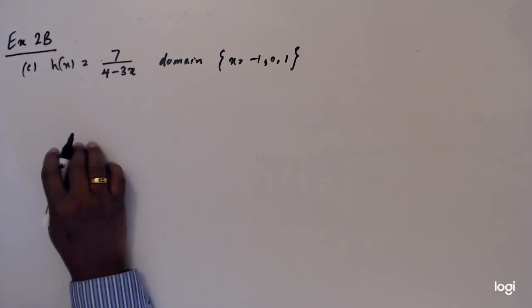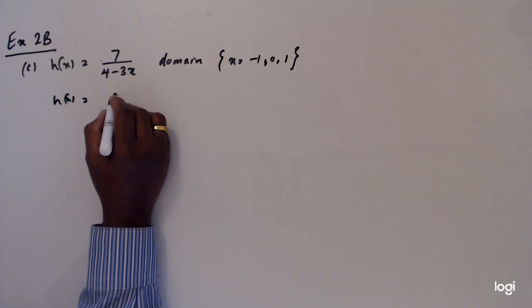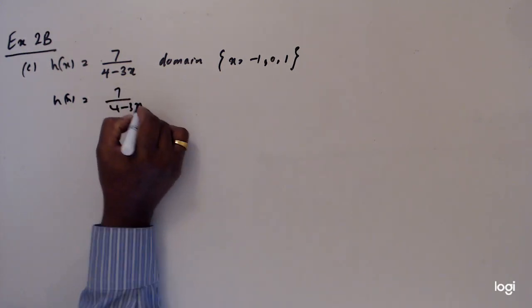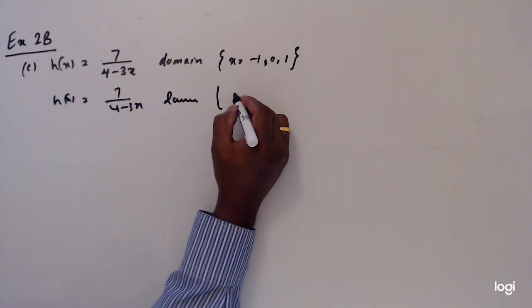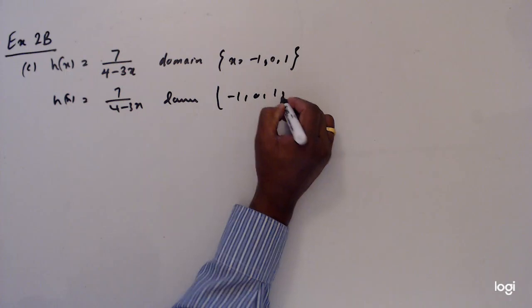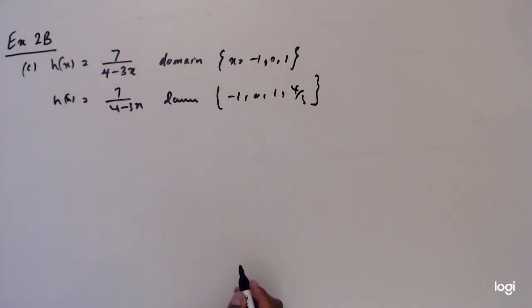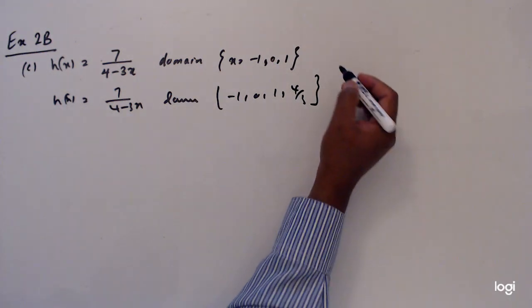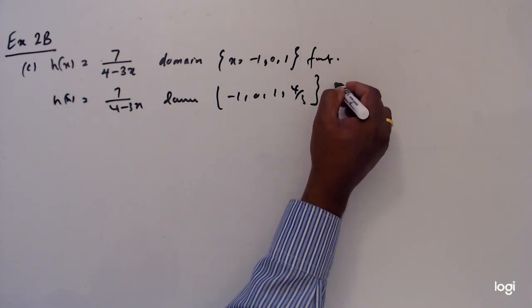This is part C. And when we finish part C, I will discuss another one. The domain is going to be minus 1, 0, 1, and I will add one more, 4 over 3. So you can see that this is a function, but this is not.